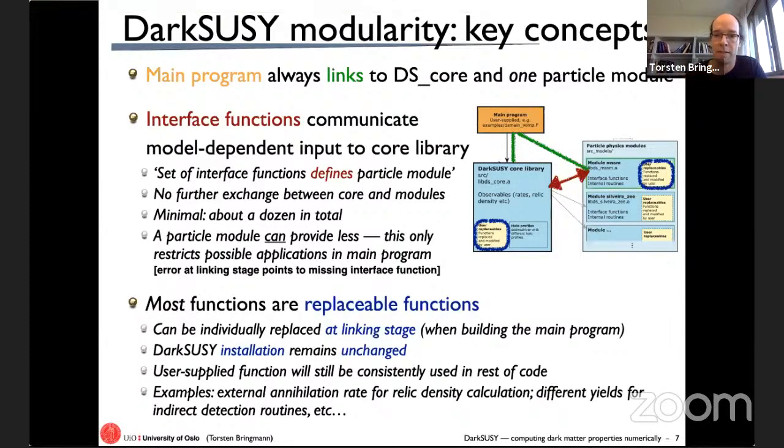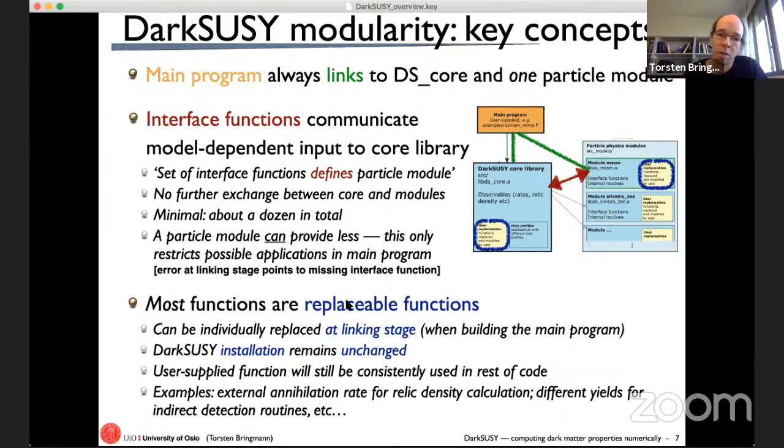So for example, let's say that you have the invariant annihilation rate for the calculation of the relic density that I already mentioned, supplied by some particle physics model. And then in your main program, you want to check how it depends on various effects that you want to add. For example, you want to add a Sommerfeld enhancement factor, or you think that there is a missing factor in the implementation or whatever.